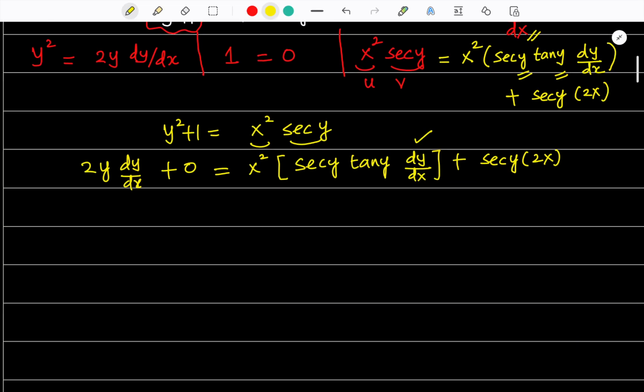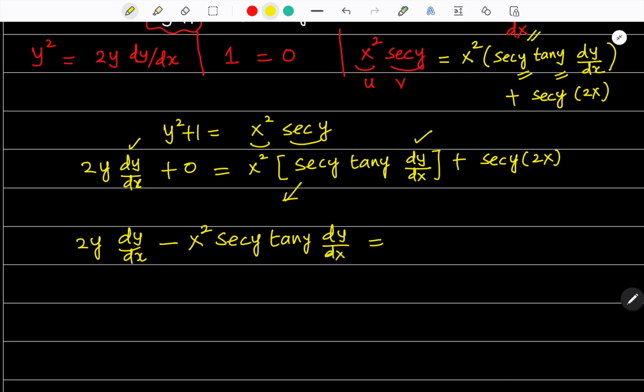What is the question? Dy by dx. You have dy by dx here, you have dy by dx here also. Take everything to one side. So 2y dy by dx. I bring this one to this side. So it goes as minus x square secant y tan y dy by dx, all in products. This equals, this side you have secant y multiplied by 2x. Better I write 2x in the front and then I write secant y because it's an angle. You cannot multiply. Keep in your mind. Secant y multiplied by 2x. This is an angle, so I keep this 2x in the front.